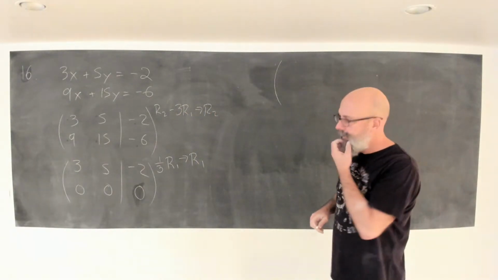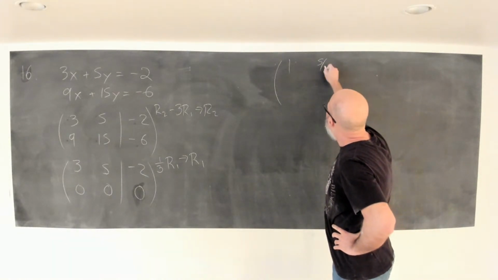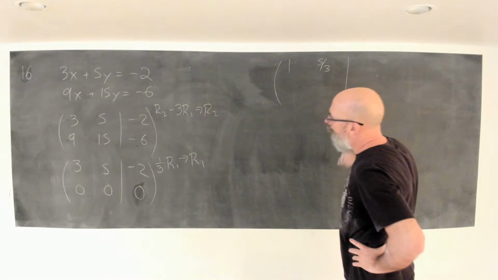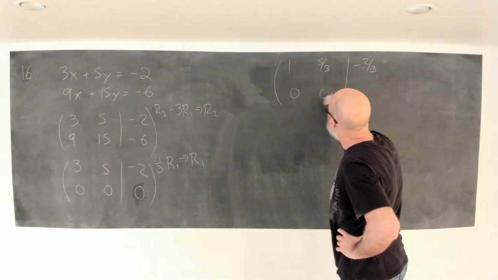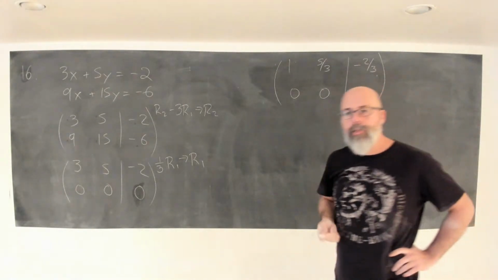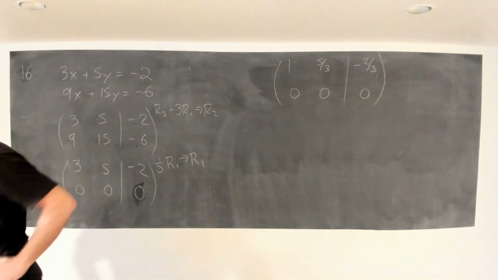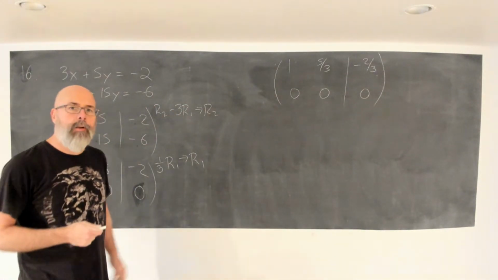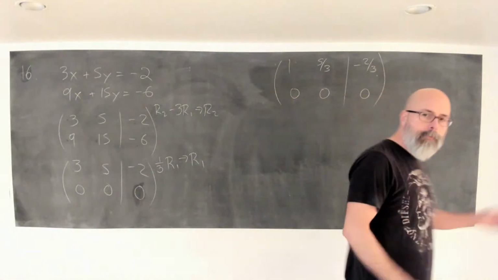What becomes of this? We get a 1 here, 5/3, and minus 2/3, and a row of zeros. Is this in reduced row echelon form? Are we done row reducing? Let's go through the conditions.